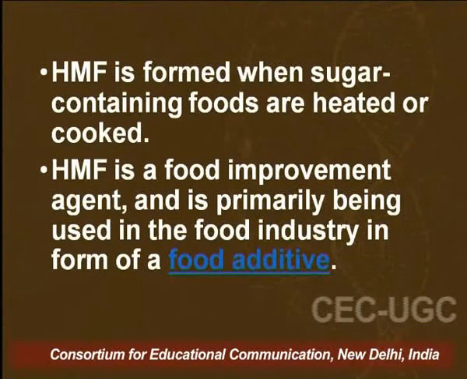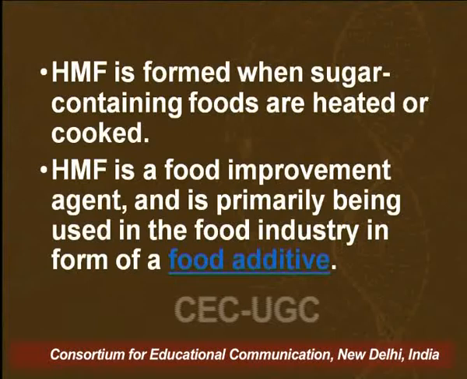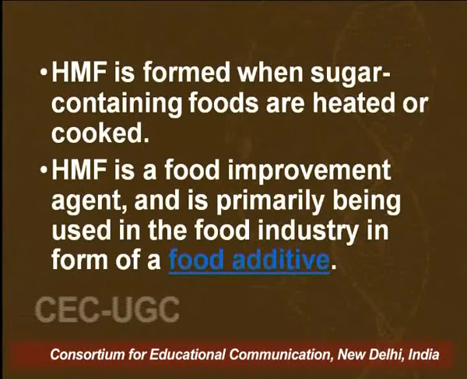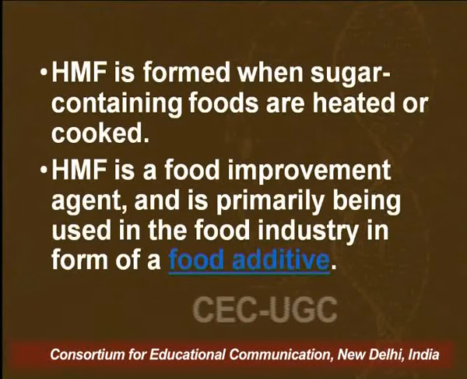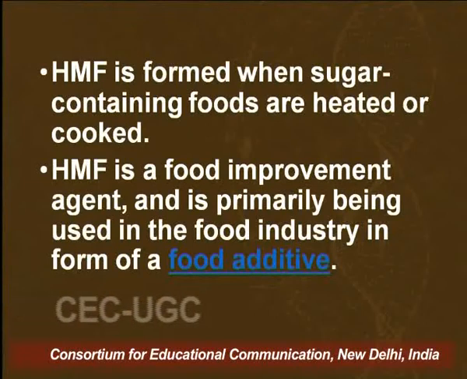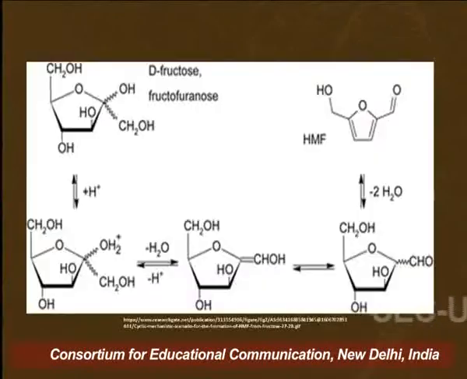So when is this HMF formed? It is formed when sugar containing foods are heated or cooked. Imagine when we are heating our food and it contains reducing sugars, they will form HMF. We also use this HMF as a food improvement agent in the food industry, and it is primarily used in the form of a food additive. It increases the shelf life and it increases the taste of the food.